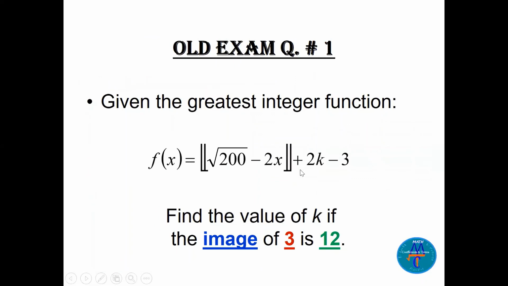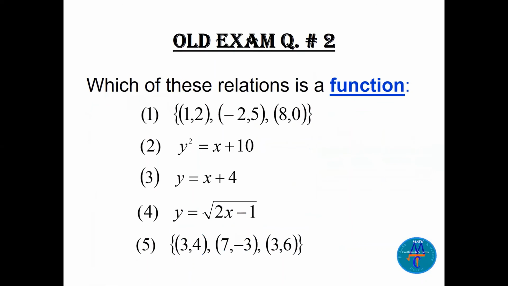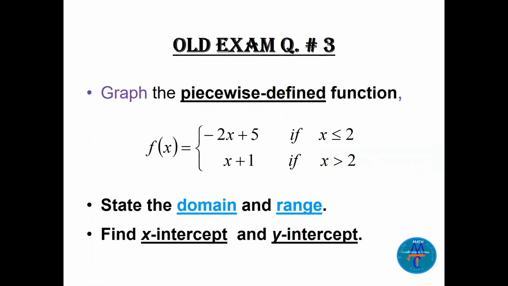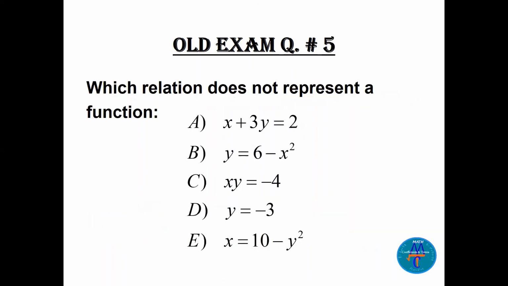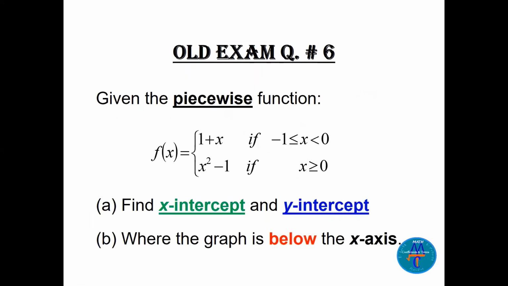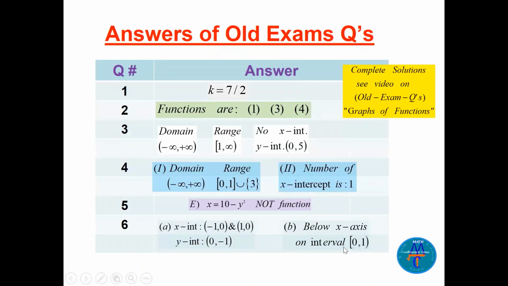The greatest integer here. Number 2, which of these is a function? And then graph this one. This is similar to our example 5. This is a piecewise function. State the domain and the range. Find the x-intercept and y-intercept. Very nice to practice. Then there's another piecewise, x squared, absolute value less than 1. Find the domain and range, etc. Which relation does not represent a function? And also another piecewise function graph, where the graph is below the x-axis. Just please practice. These are the answers, only the answers.